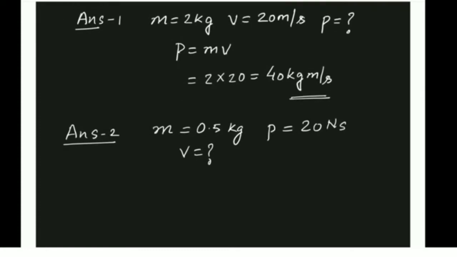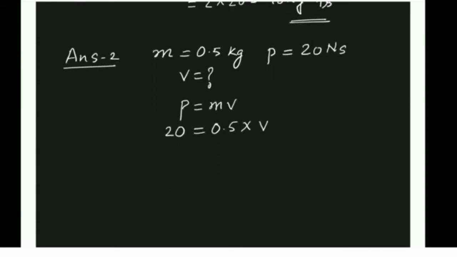Okay, now the same formula we will apply here. P equals m into v. M is 0.5, V we have to calculate. The value of P is 20. So if you solve this, V equals 20 upon 0.5. If you remove this decimal, 10 will come in numerator. So V equals 40 meter per second. So this is the answer.